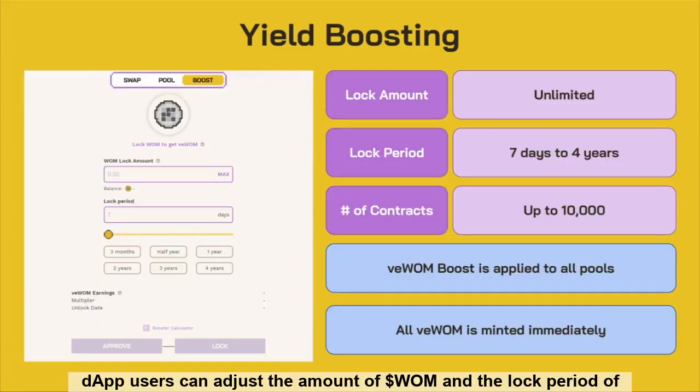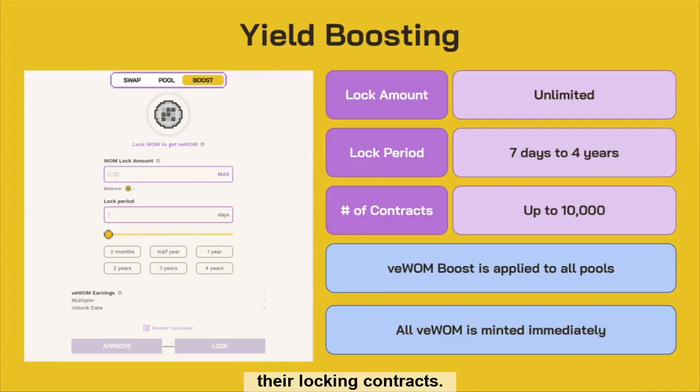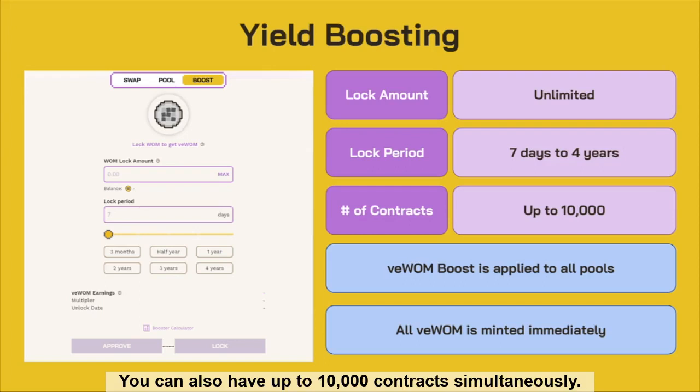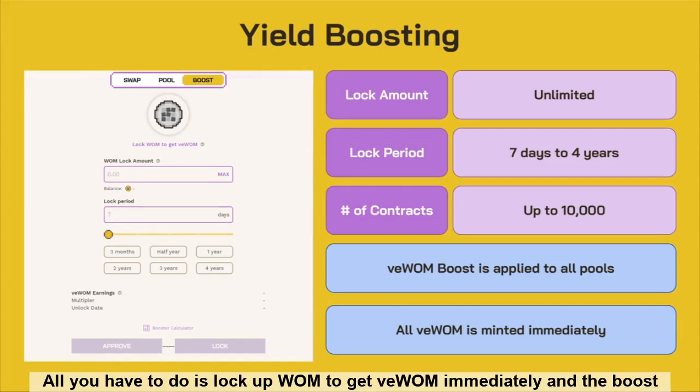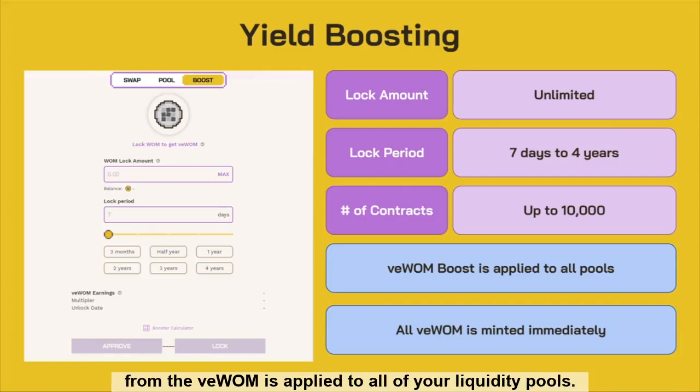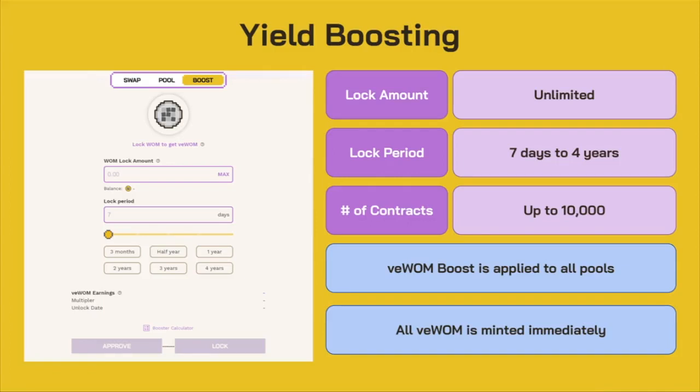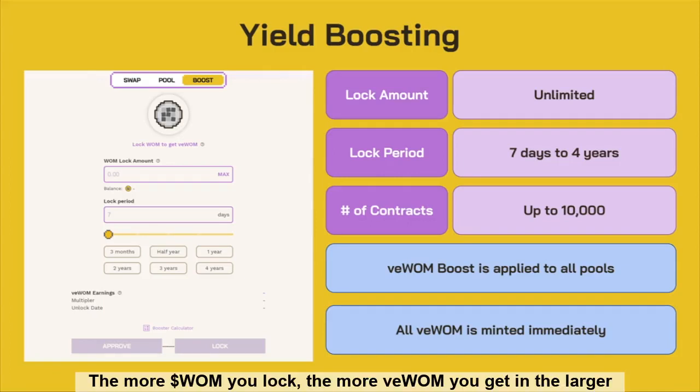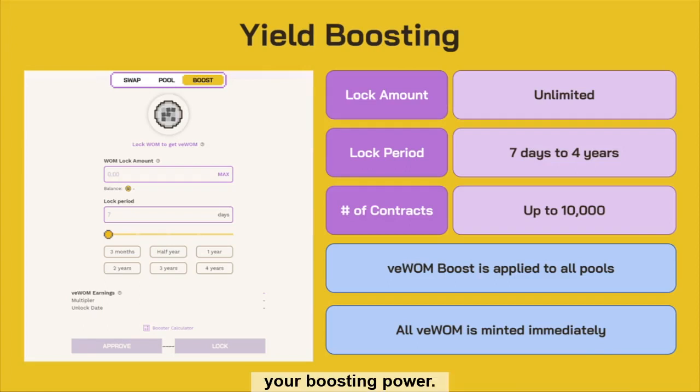In Wombat's DApp, users can adjust the amount of WOM and the lock period of their locking contracts. You can also have up to 10,000 contracts simultaneously. All you have to do is lock up WOM to get VE-WOM immediately, and the boost from the VE-WOM is applied to all of your liquidity pools. The more WOM you lock, the more VE-WOM you get, and the larger your boosting power.